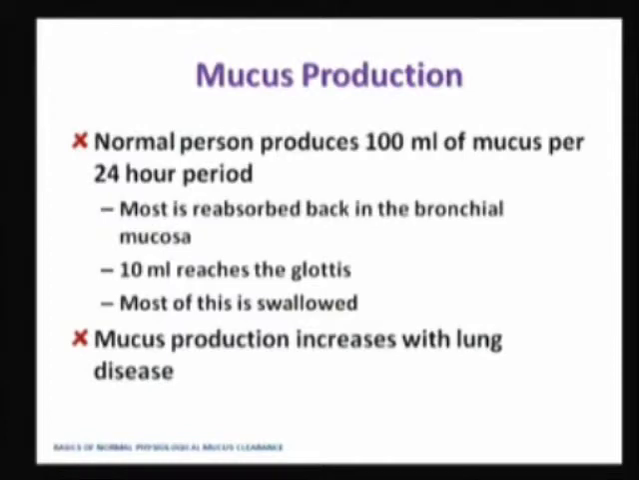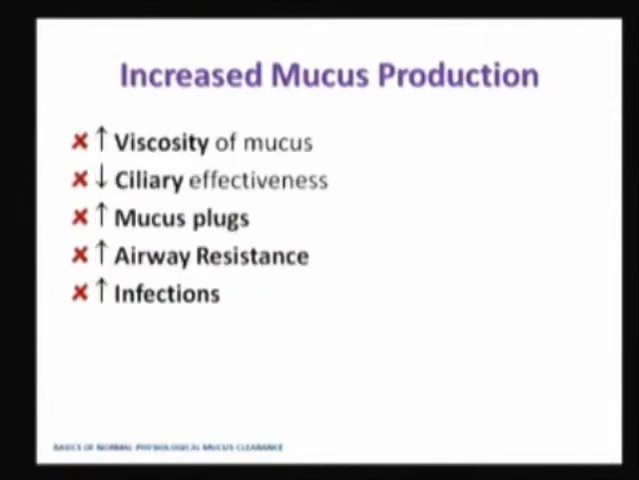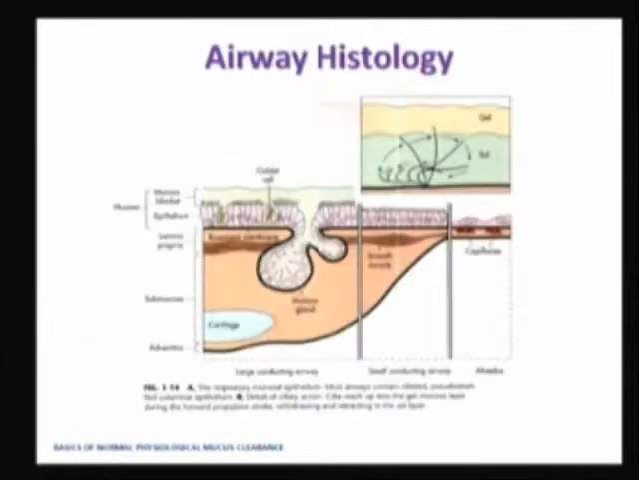Mucus production increases with lung disease, for example smoking, environmental factors, allergy, infection, genetic predisposition, and foreign bodies. Increased mucus production produces an increase in viscosity of mucus, decrease in ciliary effectiveness, mucus plugs, airway resistance, and infections. There are lots of diseases that increase mucus production, and you all know them.